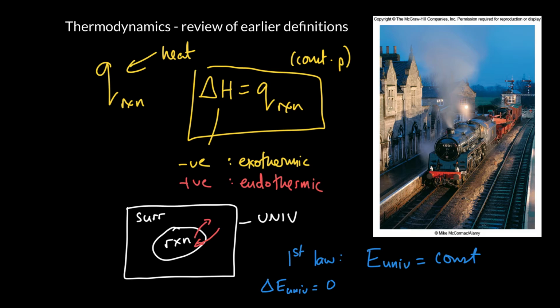Now, the universe itself is a pretty big place, so we normally divide it up into the surroundings and the reaction. So we can restate this as the change in energy of the system or the reaction plus the change in energy of everything around the reaction is equal to 0. Or if you prefer, if we want to know the change in energy of the reaction, it is exactly equal and opposite to the change in energy of the surroundings. So we can look at either the surroundings or the system's energy change, and we can relate one to the other.